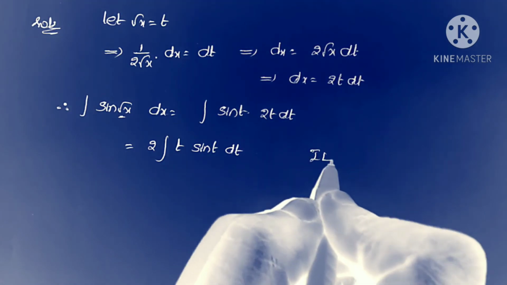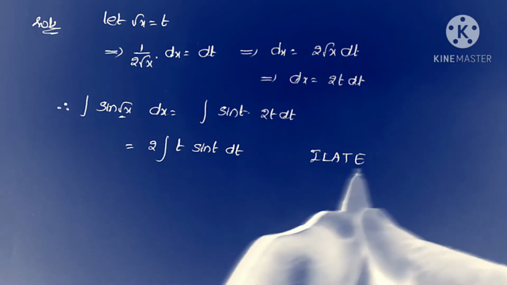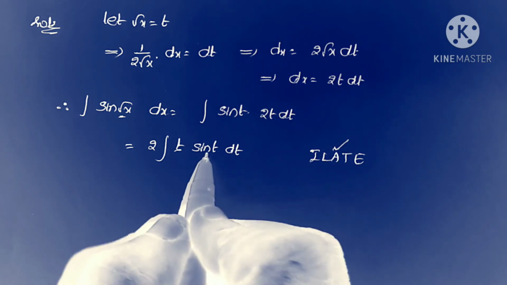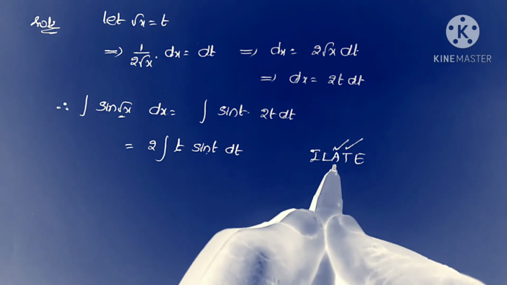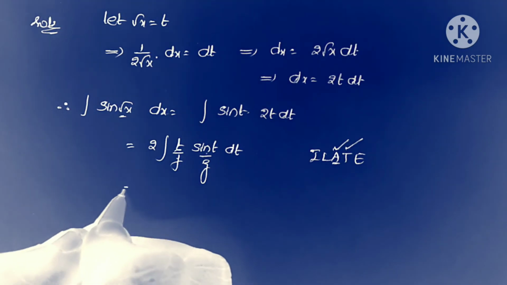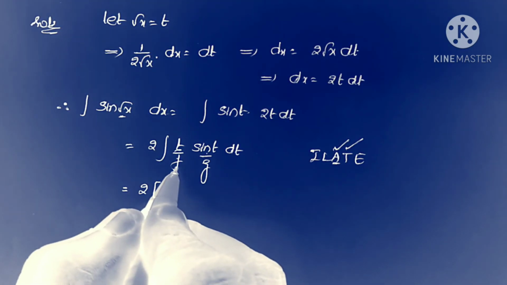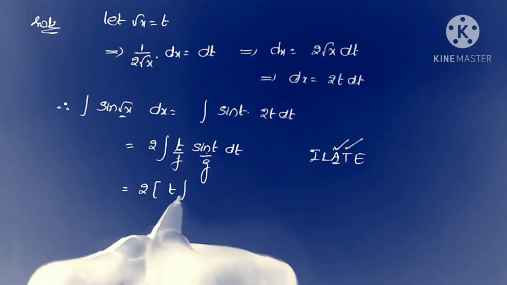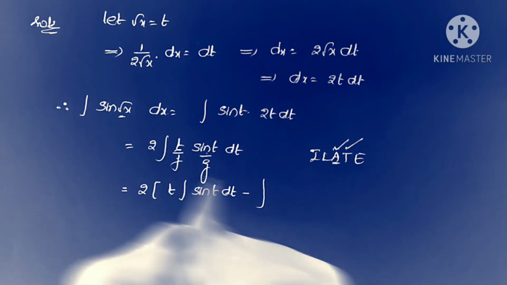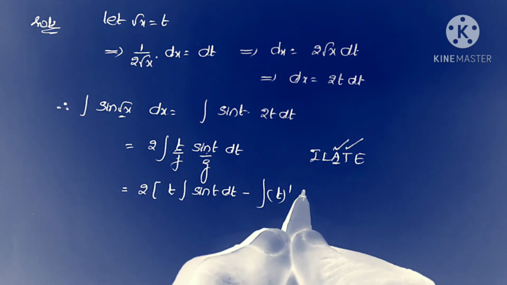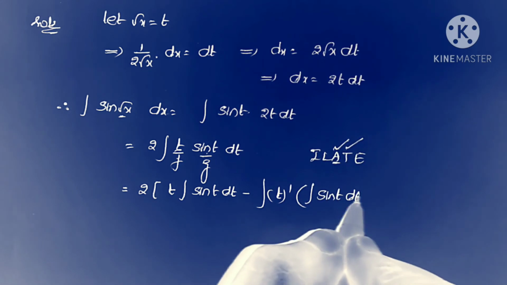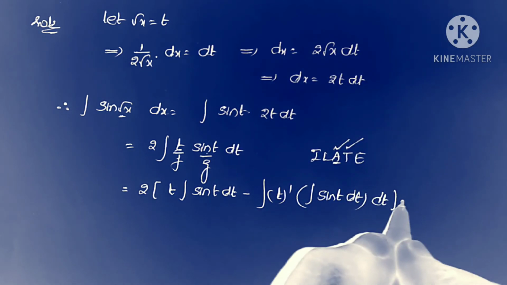So we apply the formula fg here, by taking the word ILATE. What is t? t means x here, that is algebraic. Sin t, trigonometric. So first function is algebraic here. So this is f, this is g. Now applying the formula, 2 into, what is the formula? f into integral g, t into integral sin t into dt minus integral f dash, that is t dash, into integral g dx, that is integral sin t into dt into dt plus c.